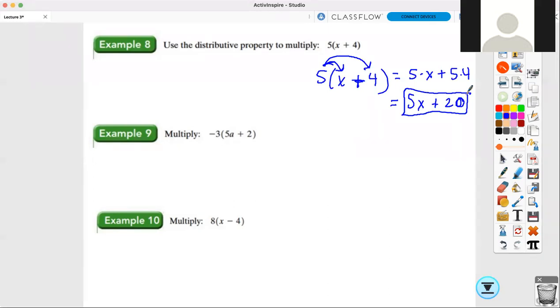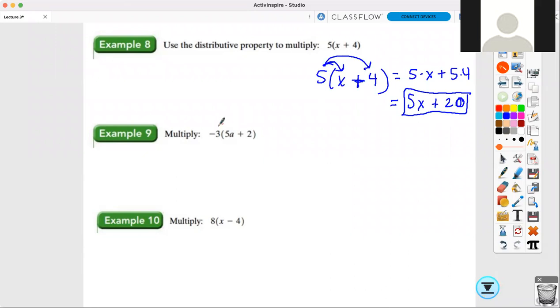Does everyone see how distribution is working? You're multiplying the number on the outside to the terms on the inside. Let's look at example 9. I'll give you a quick few seconds to write it out. Multiply -3 parentheses 5a plus 2.